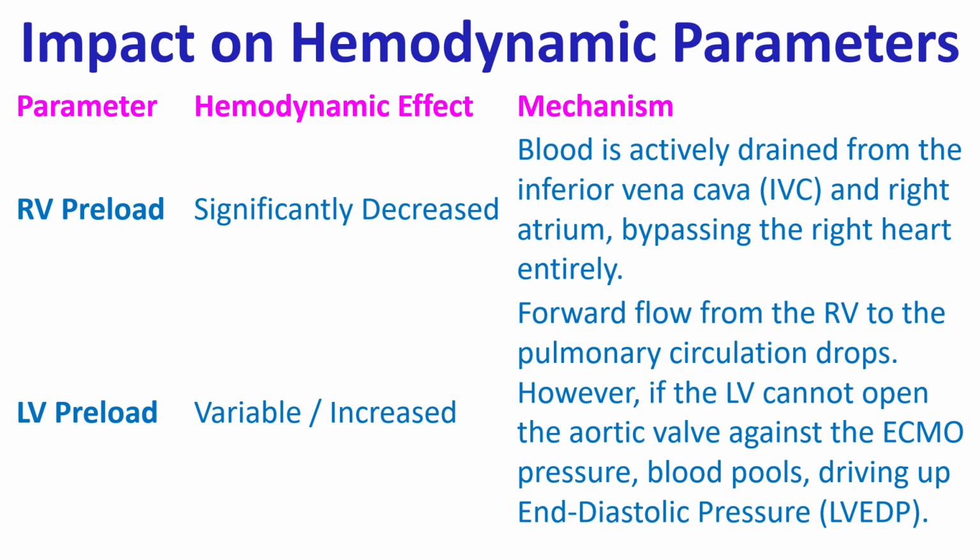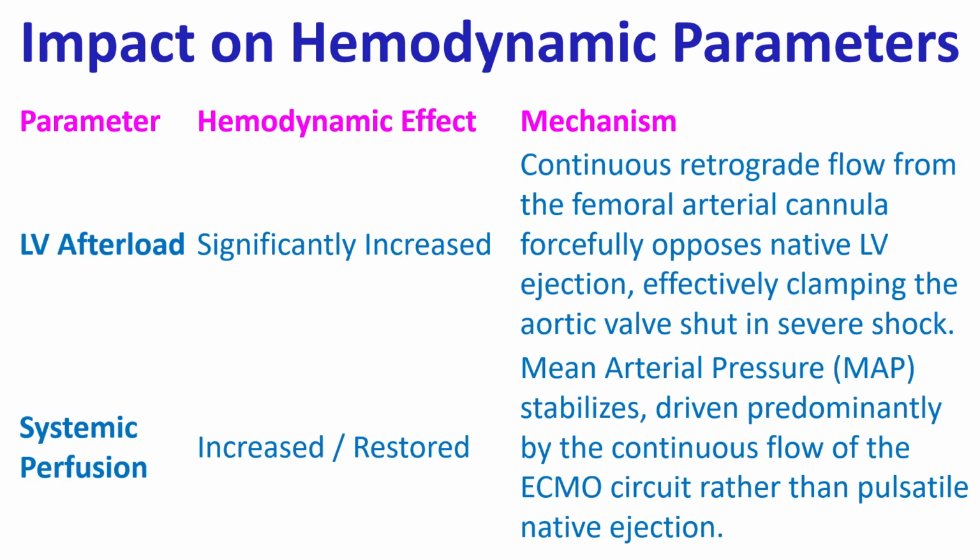However, if the left ventricle cannot open the aortic valve against the ECMO pressure, blood pools, driving up end diastolic pressure, that is LV EDP. LV afterload is significantly increased. Continuous retrograde flow from the femoral arterial cannula forcefully opposes native left ventricular ejection, effectively clamping the aortic valve shut in severe shock. Systemic perfusion, increased or restored.